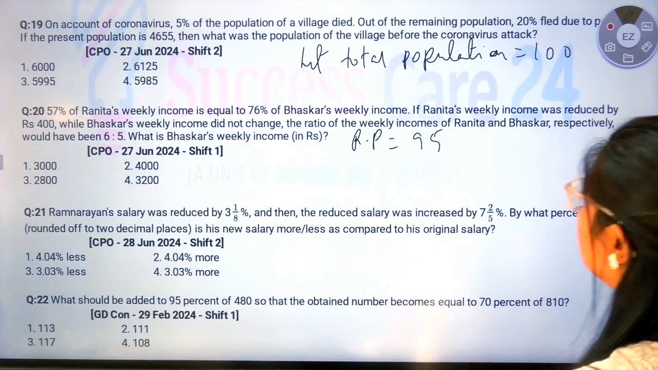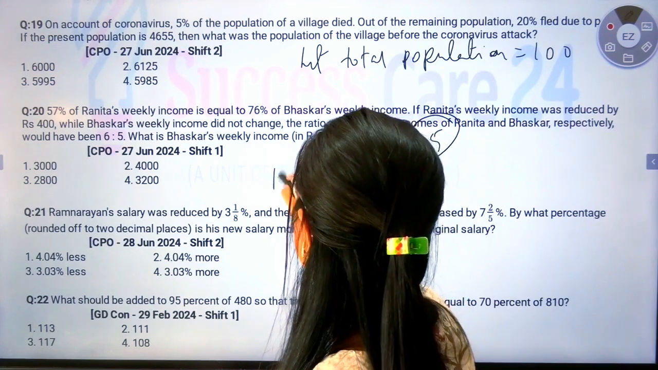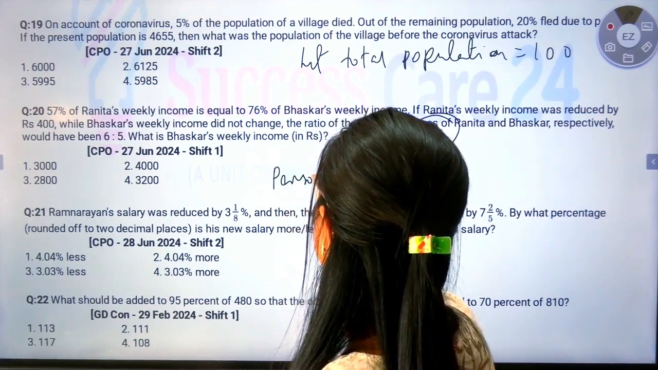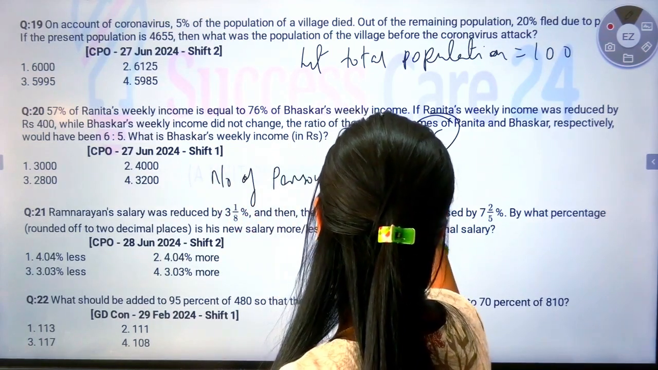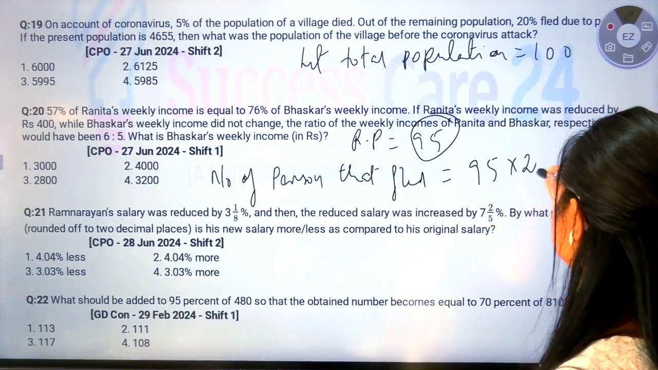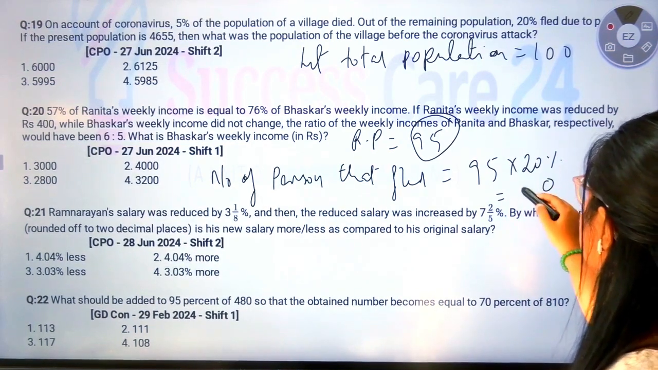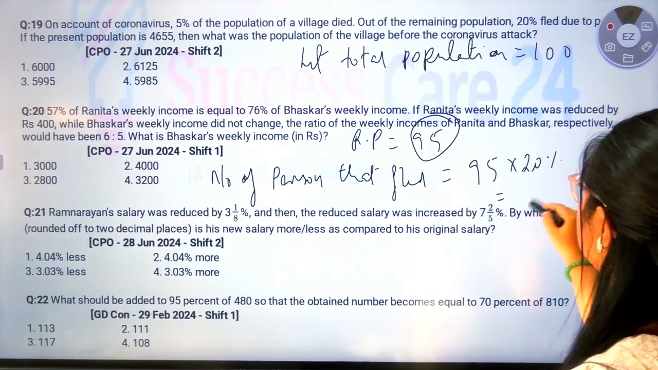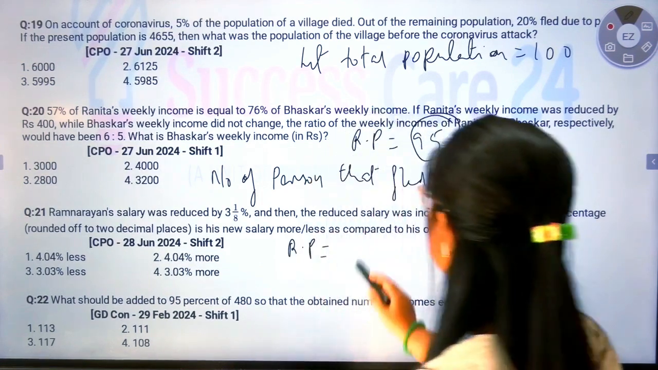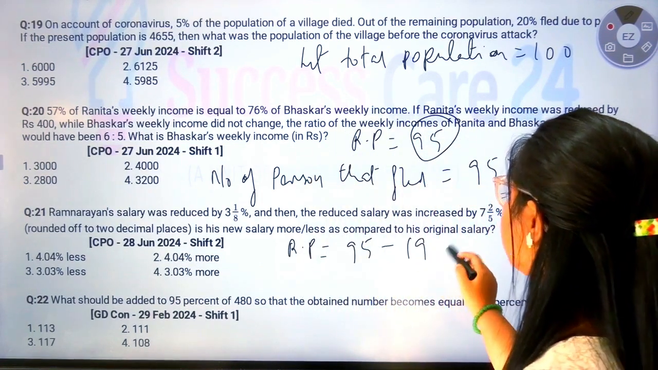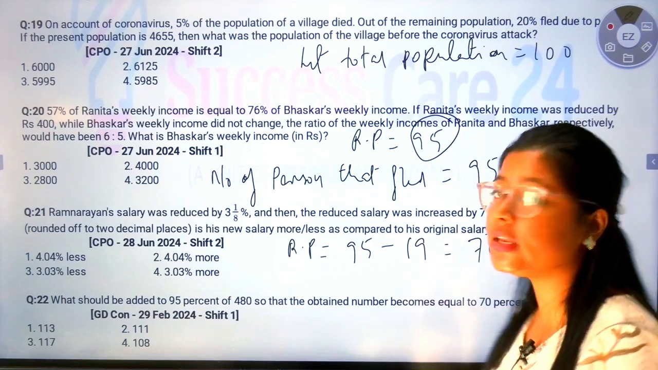Now out of the remaining, upon 95, 20% fled. So how many persons fled? 20% of 95, how much is that? 19. So 19 people have fled. That means the remaining number of persons now is 95 minus 19, so it would be 76. Okay, 76. Are you getting it till now?